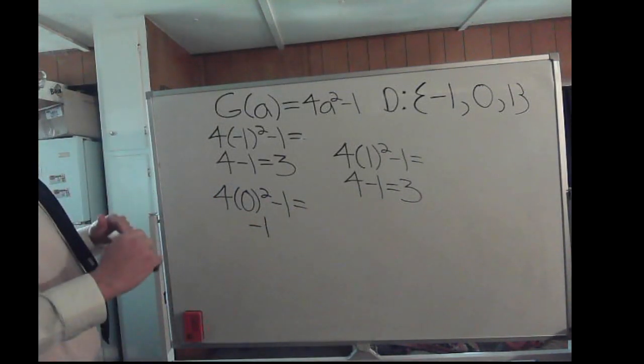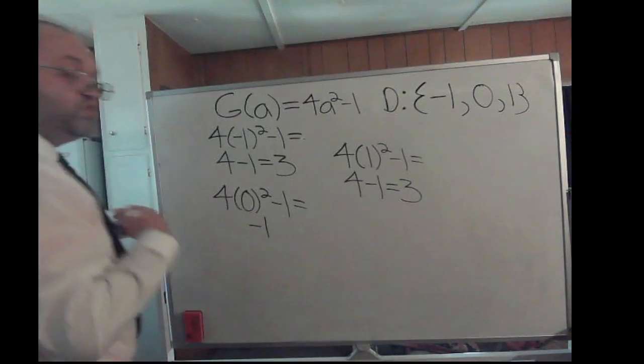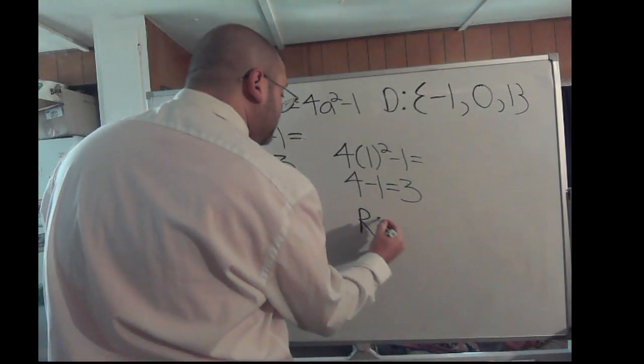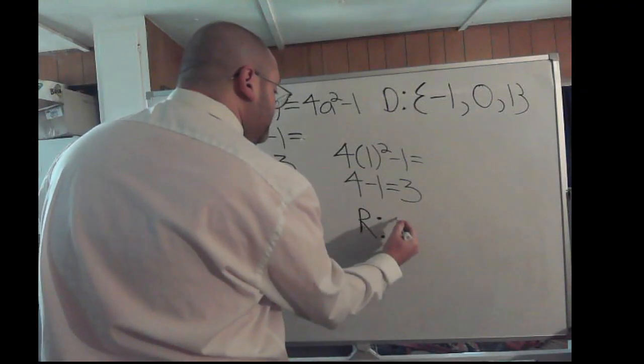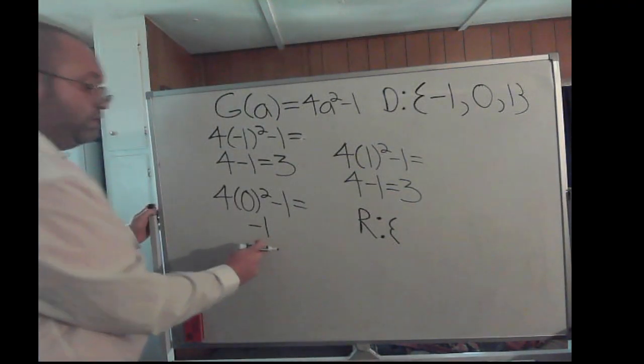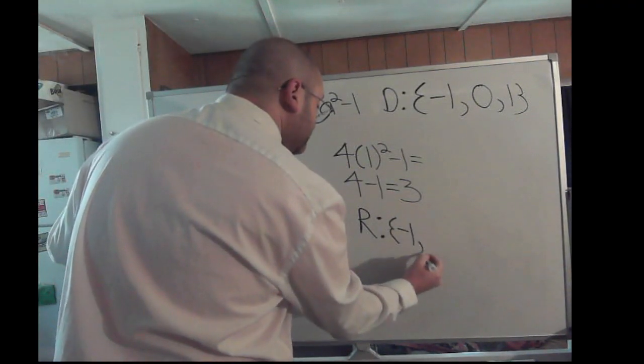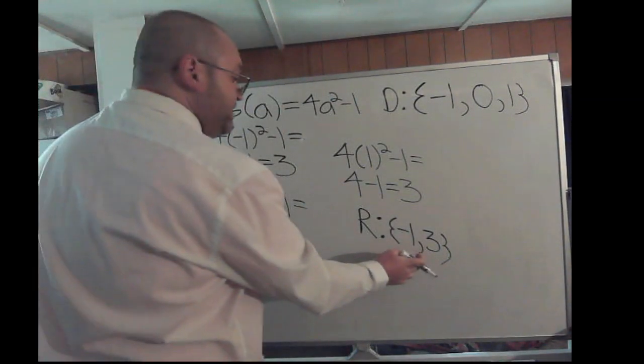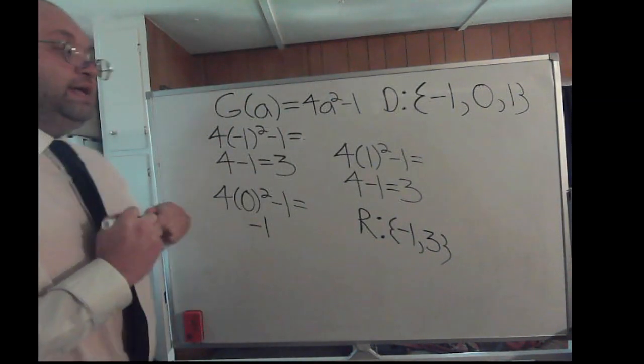If you have 2 repeating values, you only need to list it once. You don't have to list it twice. So your range, and it's best to go in numerical order, is -1 and 3. That's it.